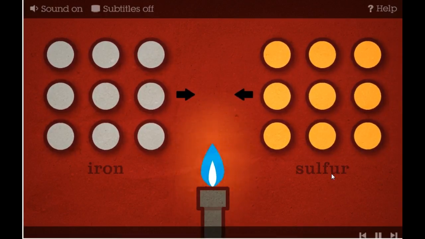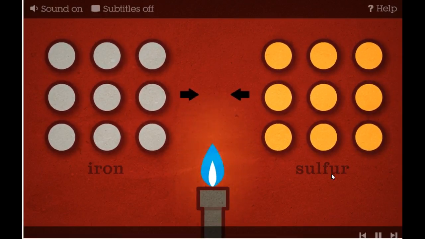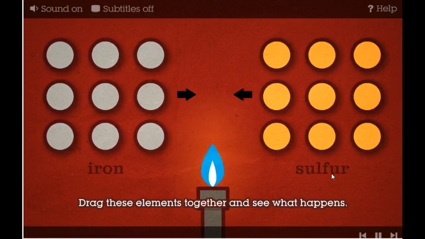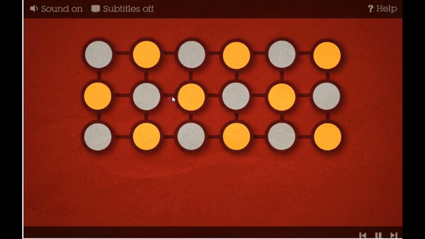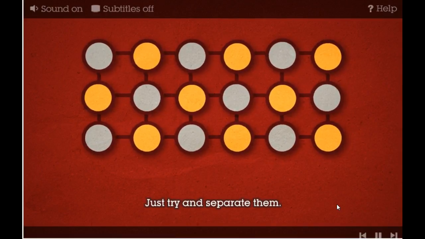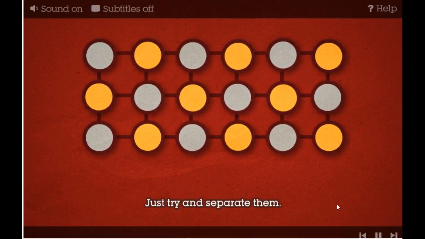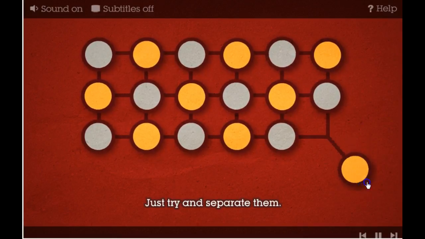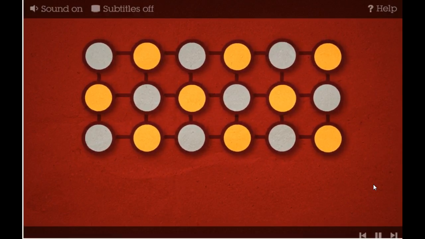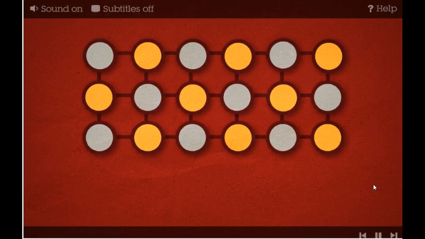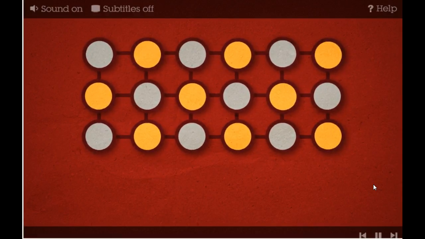Now, when you bond two elements together, you can make new and wonderful compounds. Drag the elements together and see what happens. That chemical reaction created bonds that fuse the elements together. Just try and separate them. Go on, try it. No, it's not going to work. That's because we've created an entirely new compound. Iron sulfide, which is nothing like iron or sulfur. The only way to pull them apart is another chemical reaction.